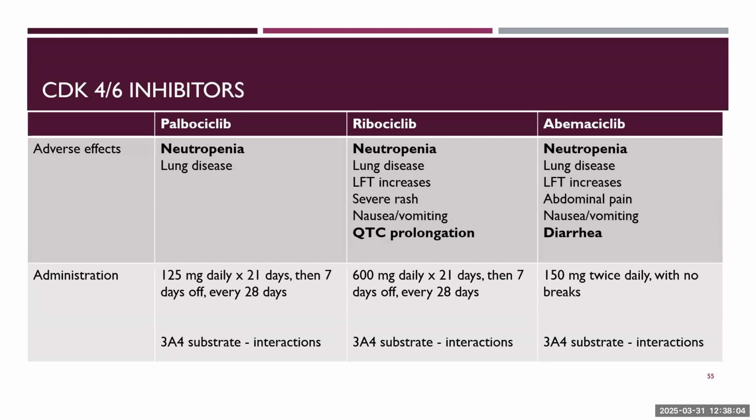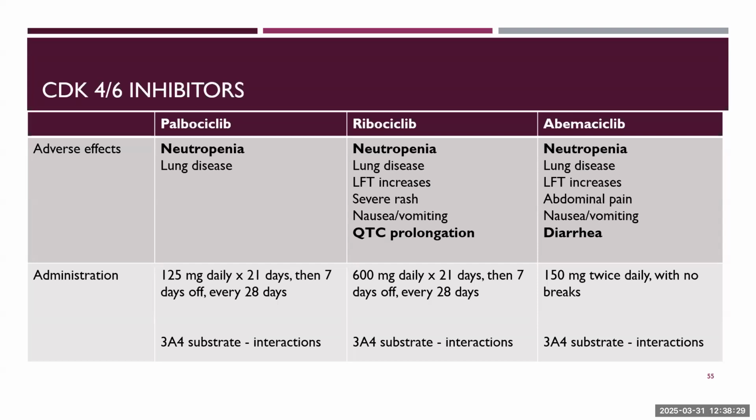For abemaciclib, the big differentiation is diarrhea. Diarrhea occurs in about 90% of patients that take abemaciclib, so it's pretty significant. It can be a big quality of life difference for patients. So educating on diarrhea prophylaxis and also treatment with loperamide or Imodium is important. You can also have abdominal pain.